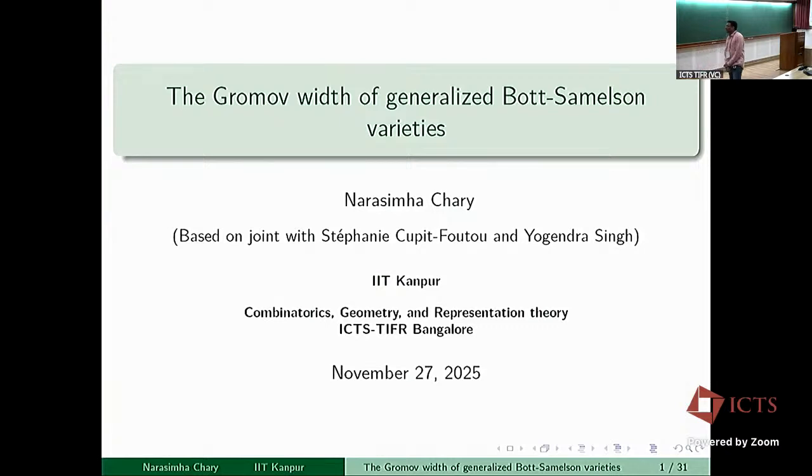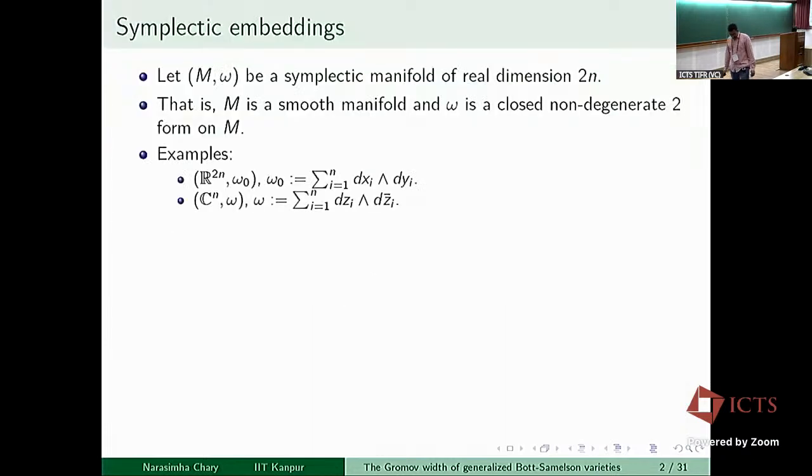Today my talk is on Gromov width, which is not an algebraic quantity, but my objects are algebraic. I will mostly highlight the geometry, but I use combinatorics and representation theory as a black box. Let's start with very basic things.